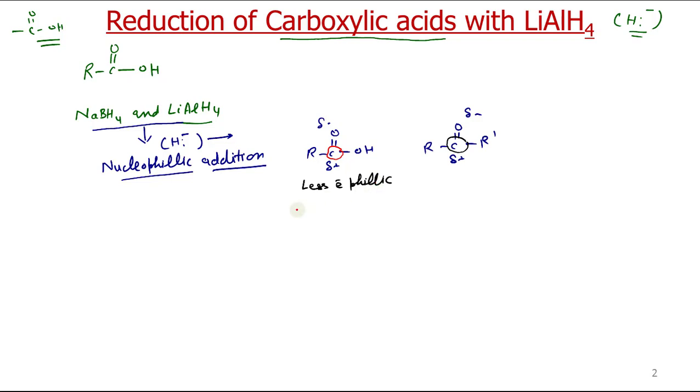and we know that of NaBH4 and lithium aluminum hydride, lithium aluminum hydride is a stronger reducing agent than NaBH4. This we have already discussed in our previous lectures, so I have kept the link of those lectures in the description section, so you can see there.